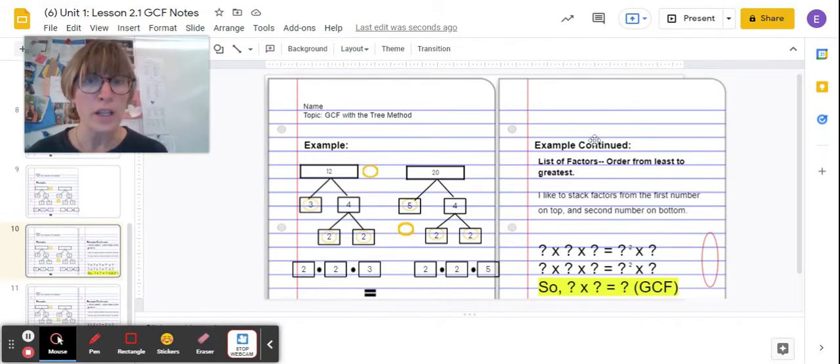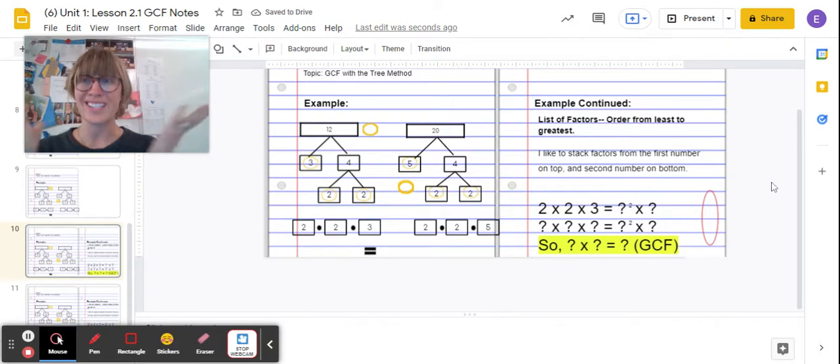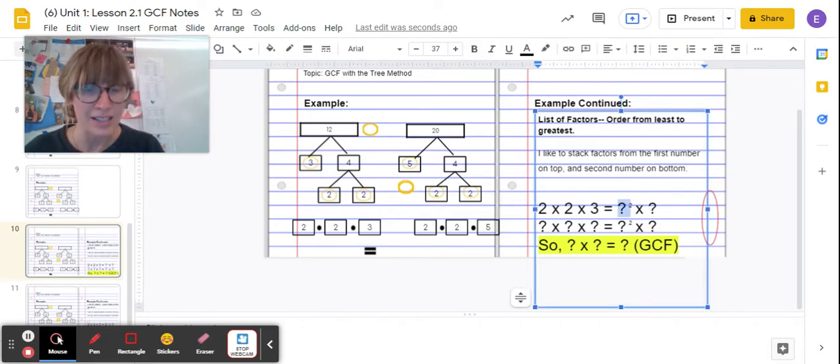Great. So you can see that what's going to happen next is we're going to list our factors. We're going to order them from least to greatest. When I list them, I like to stack them. So the numbers on top in this first list are going to be all of the prime factors of 12. So 2 times 2 times 3. Now we can simplify or combine our like terms here. 2 times 2 is the same thing as saying 2 times itself twice, or 2 squared times 3. We can do the same thing here.